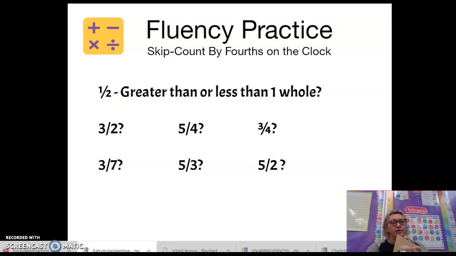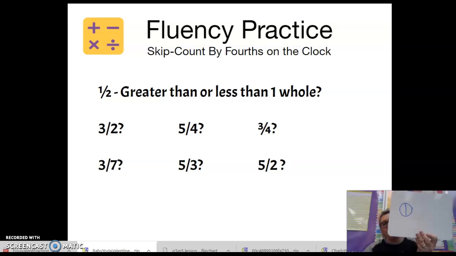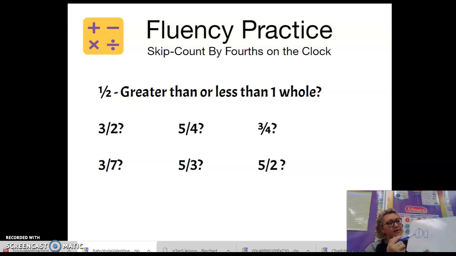Okay, so we have 3 halves. Well, how many halves does it take to make a whole? So we're going to draw a circle and cut it in half. How many halves does it take to make a whole? It takes 2. So if I have another half, is that more than 1 whole? Yes, because that would be 1.5 pieces, because it takes 2 halves to make 1 whole.